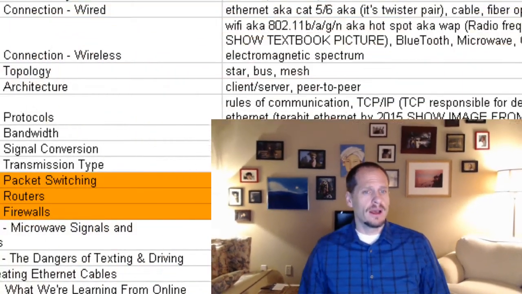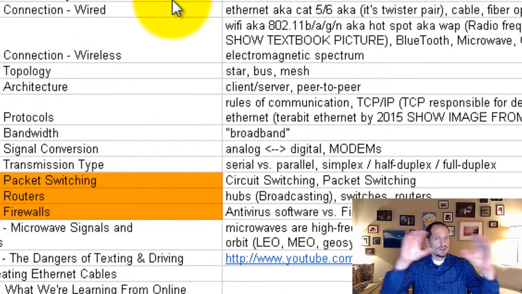So we've learned a lot about networks so far, and what we've learned is that a network is two or more devices connected together, and that we like networks because they allow us to share information, they allow us to share physical resources, and then if we're going to connect devices together, we can do that either with wires or we can do it wirelessly.